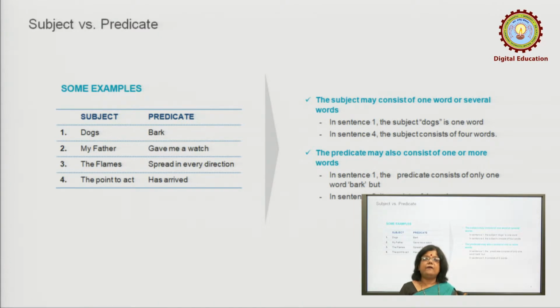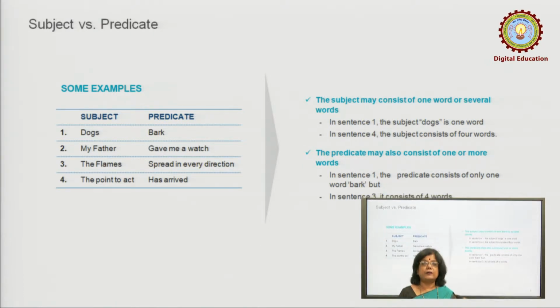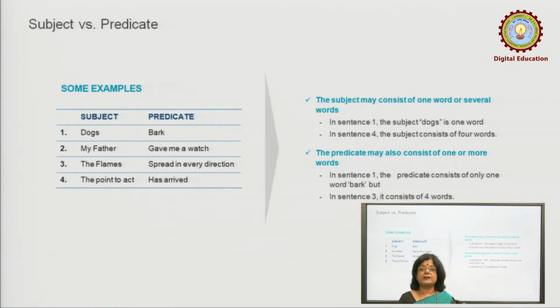Let us take some very simple examples. Dogs bark. Who is the doer of the action here? Dogs. And what is the action done? Barking. So, if we divide it into sections, the subject will be dogs and the action of barking will be the predicate. Second, my father gave me a watch. Here again, my father is the doer of the action and the act of giving the watch will be under the category of predicate.